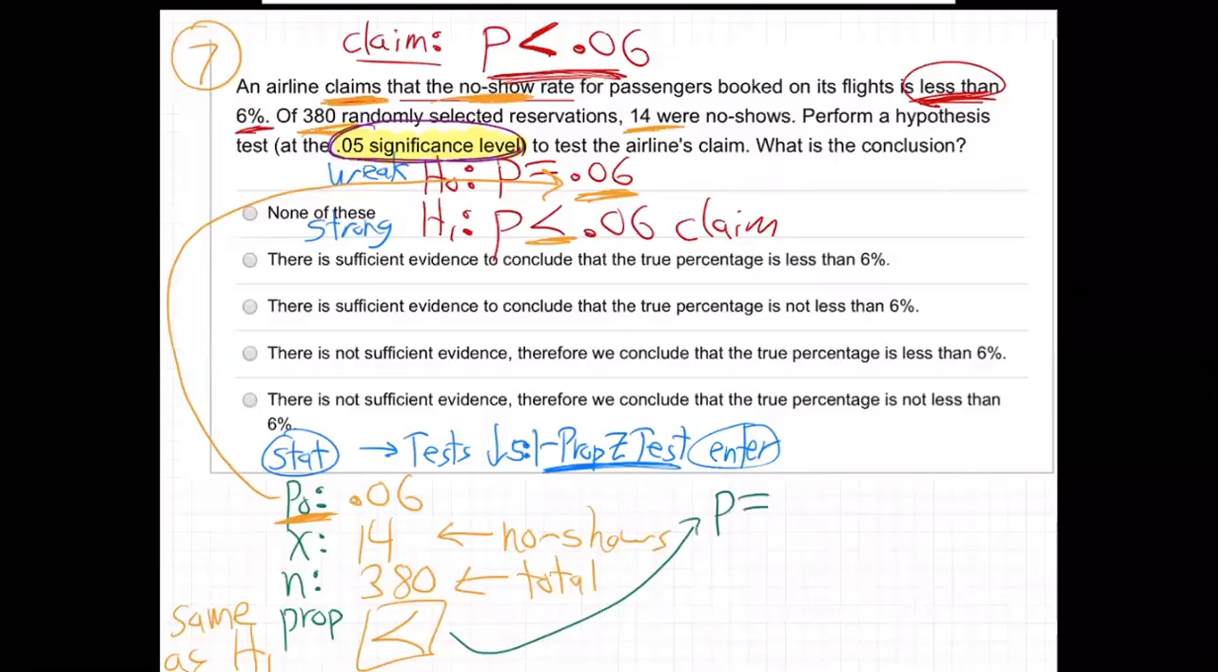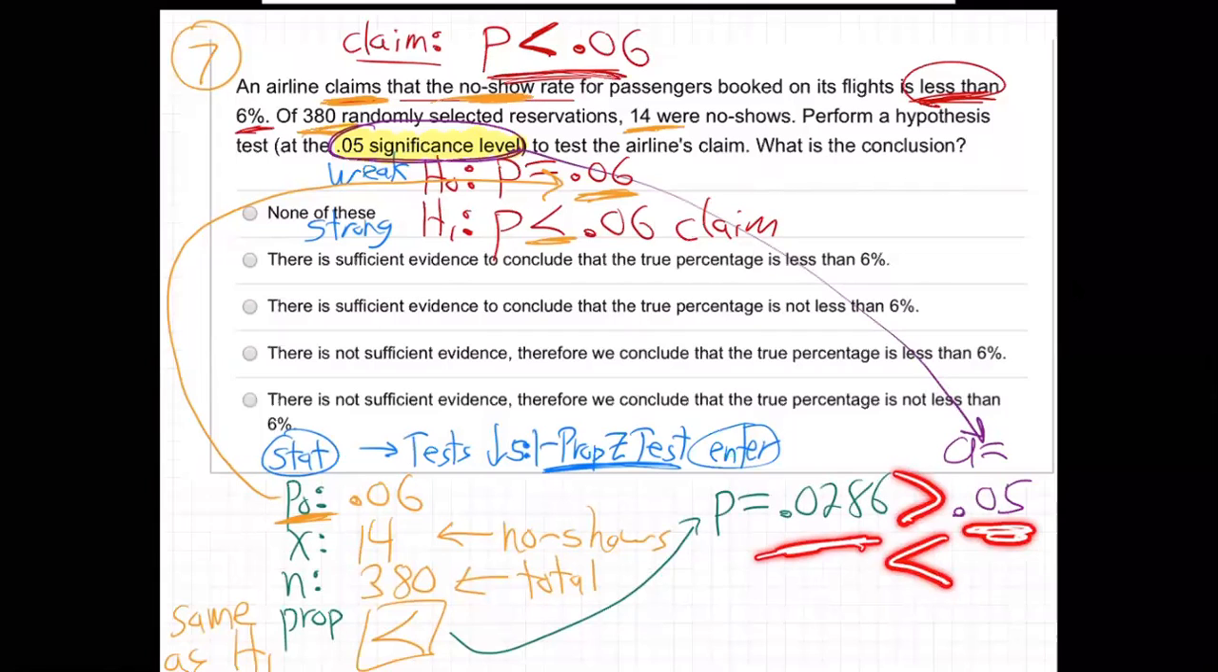So the P came out to be 0.0286, and the alpha is 0.05. That's the alpha significance level. So the question is, is this p-value right here greater than or less than that alpha?